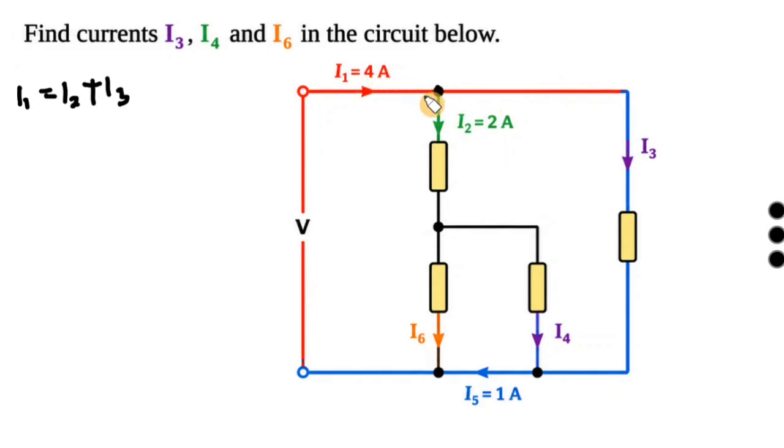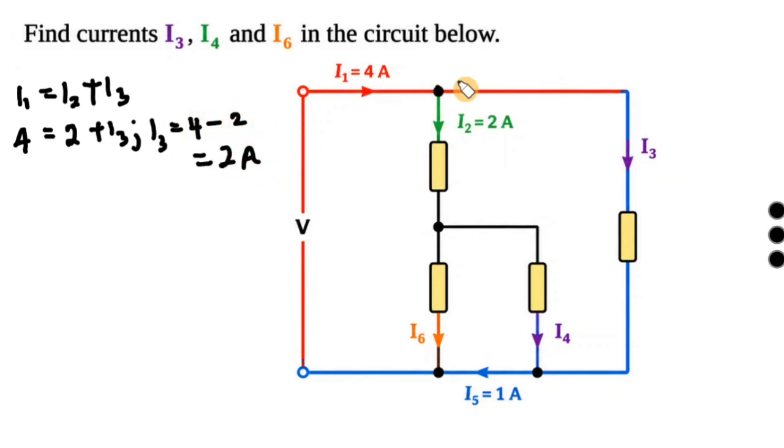And the values of I1 and I2 are known. So I1 is 4, I2 is 2, and I3 is the unknown here. So quickly see that I3 is 4 minus 2, and this is 2 ampere. So the current that flows in this direction through this resistor is 2 ampere. So we have found what? I3.